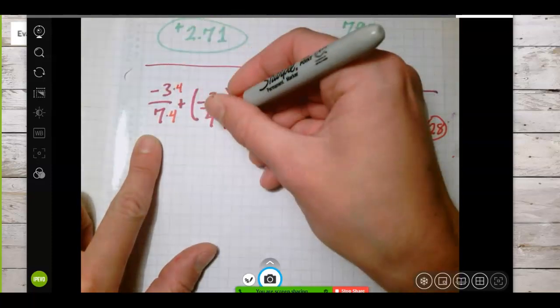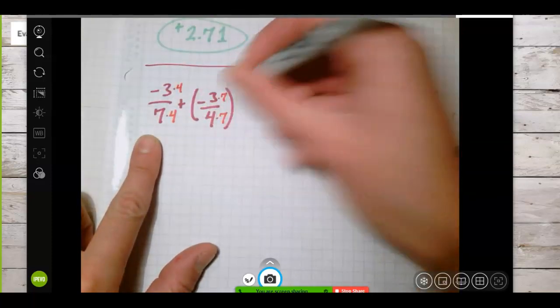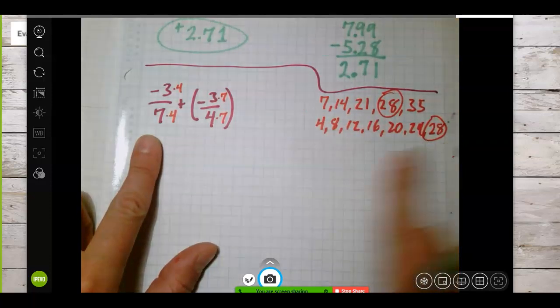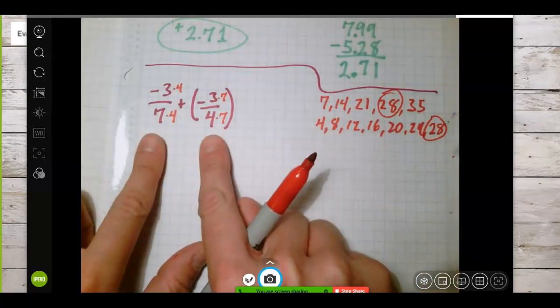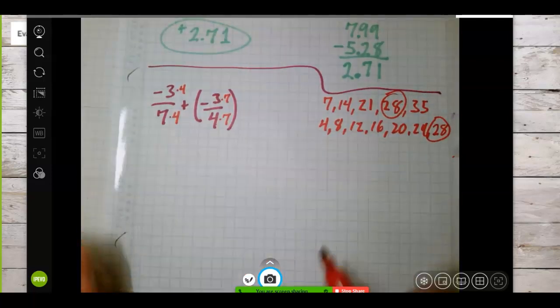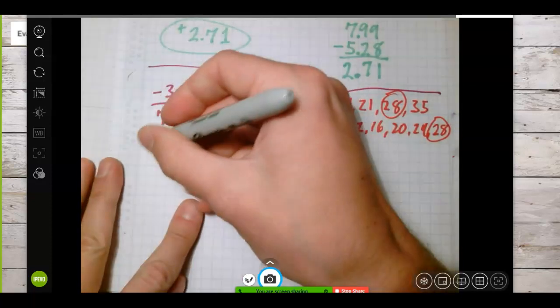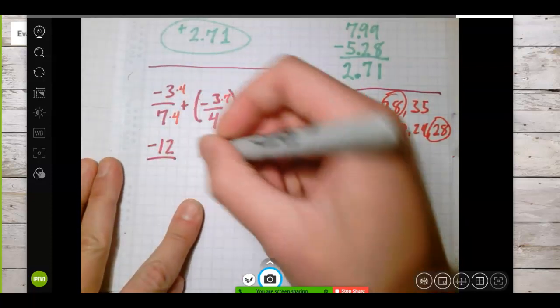Either way, that strategy will work if you can't find a common multiple in your lists. The strategy of using the other denominator, if there's only 2 fractions, will always work. So we're going to rewrite our fractions. The value hasn't changed, but the numbers have.